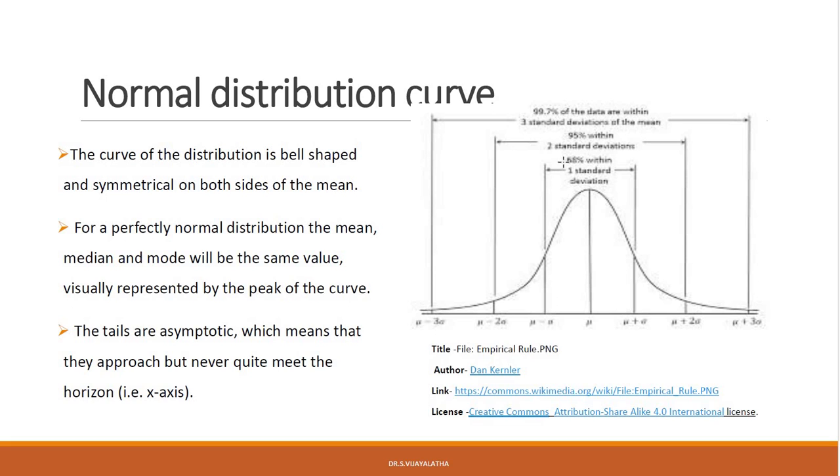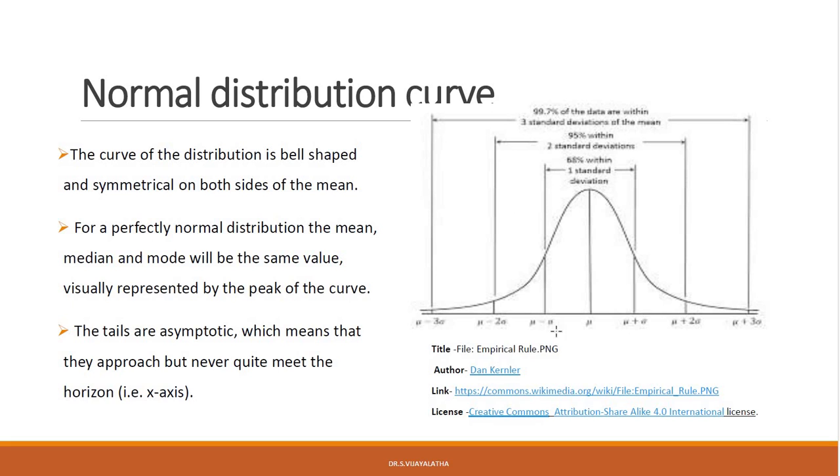the main feature is 68% of our data values will fall between mean plus or minus standard deviation, and a total of 95% of the data values will fall between mean plus or minus 2 times the standard deviation, and 99% of the data values will fall between mu plus or minus 3 times the standard deviation. For example, suppose the mean is 10 and the standard deviation is 1, then 68% of the values will fall between 10 plus or minus 1, that means between 9 and 11.